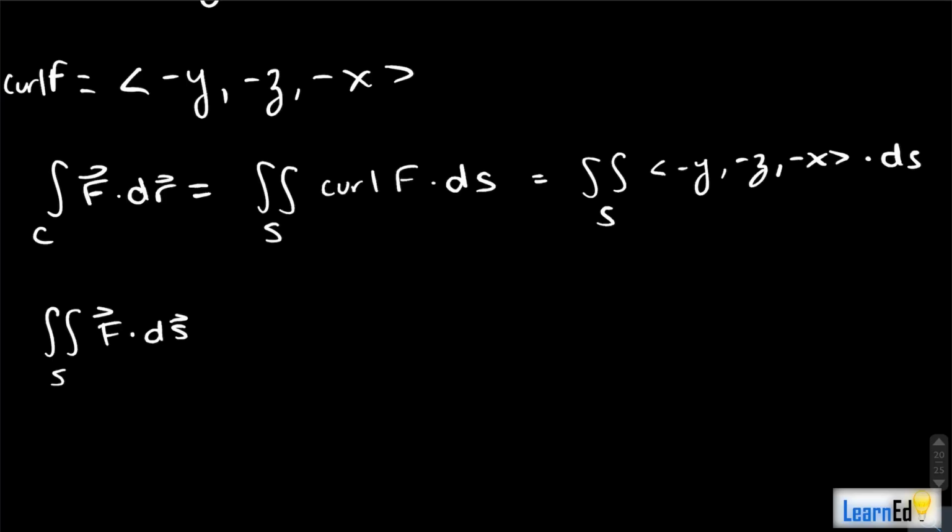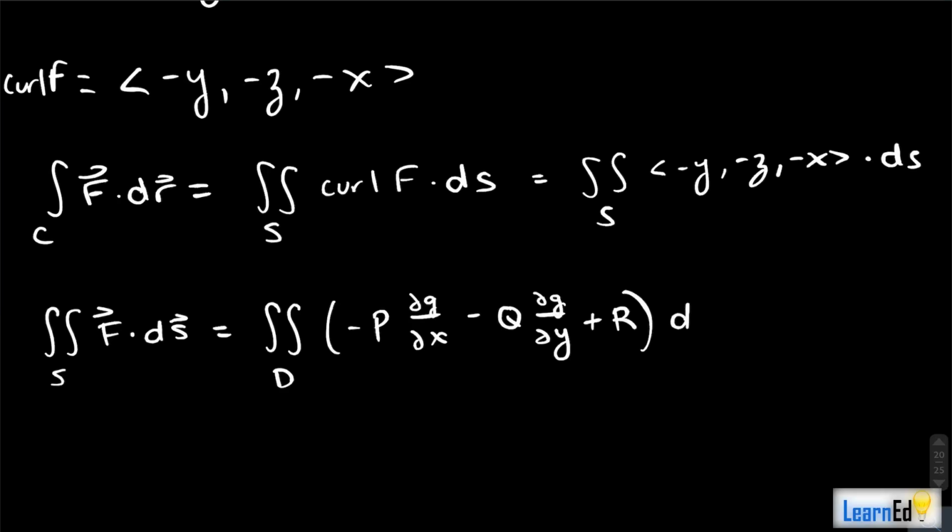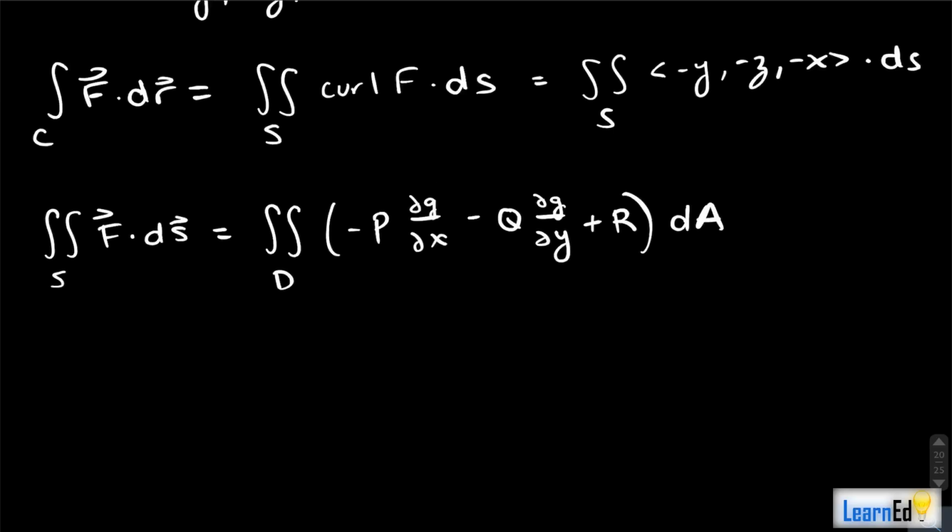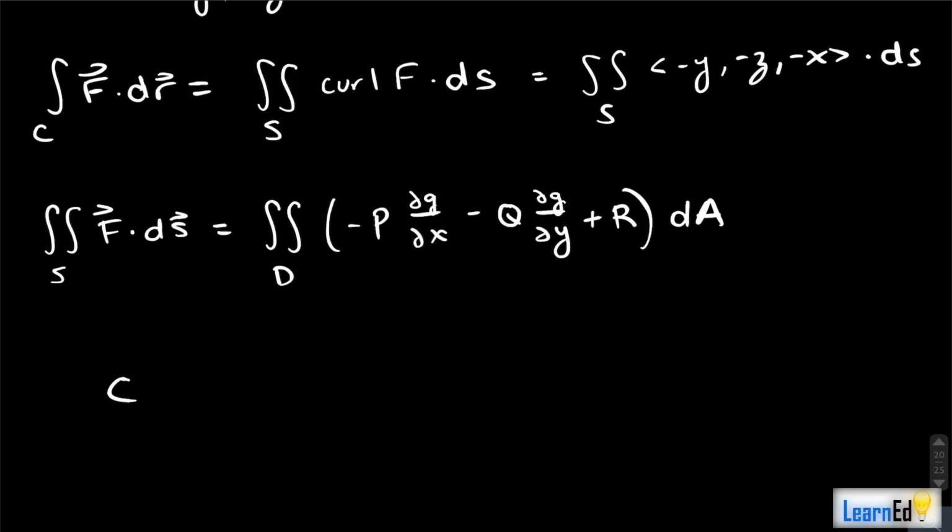Okay, and this is the double integral over D of negative P times dg with respect to x, minus Q dg dy, plus R, and then we have a dA on the end. Now g is our c function, okay? So remember, c was 1 minus x squared minus y squared in the first octant. So that is g of x y.